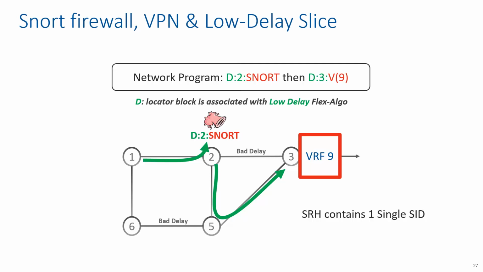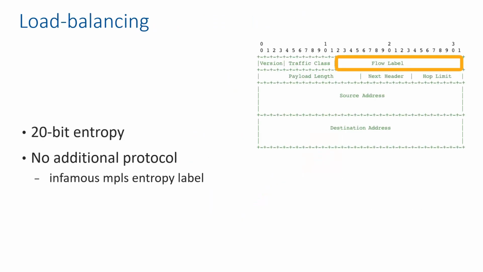Why? Because this low delay slice, the D2 Snort, the D3v9, it works across domains because it's the power of SRv6 summarization. So if you want to extend this not to a single domain as it is described here for simplicity, but across multiple domains at ultra scale with 100,000s of routers, the same scalability approach will be reached. And so it's extremely powerful.